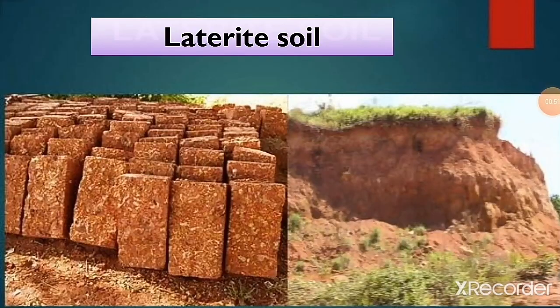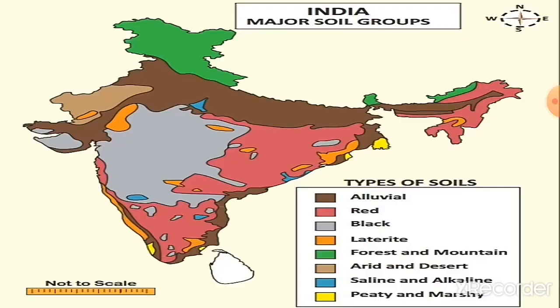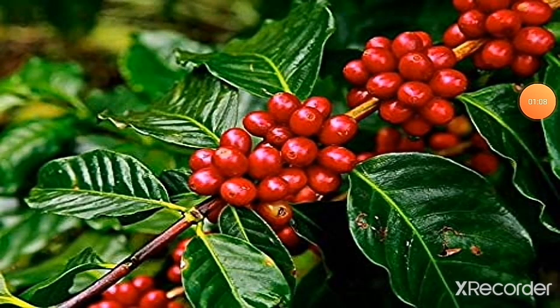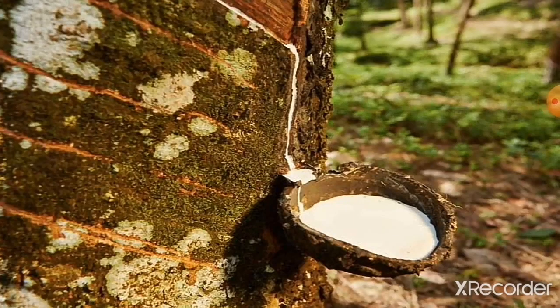This laterite soil is present in the places of Assam hills, hill summits of Kerala and Karnataka, Eastern Ghats and region of Odisha. Crops growing in this soil are coffee, rubber, cashew nut and tapioca.